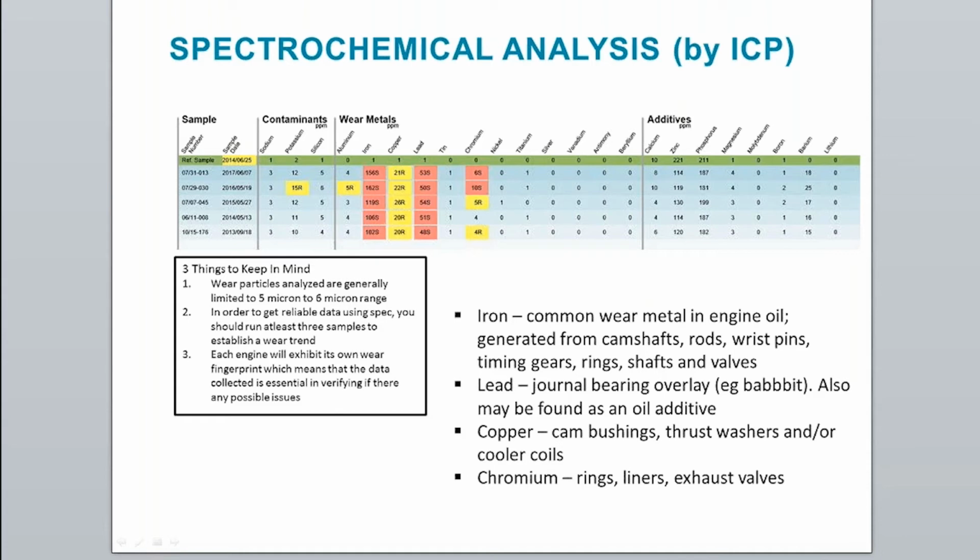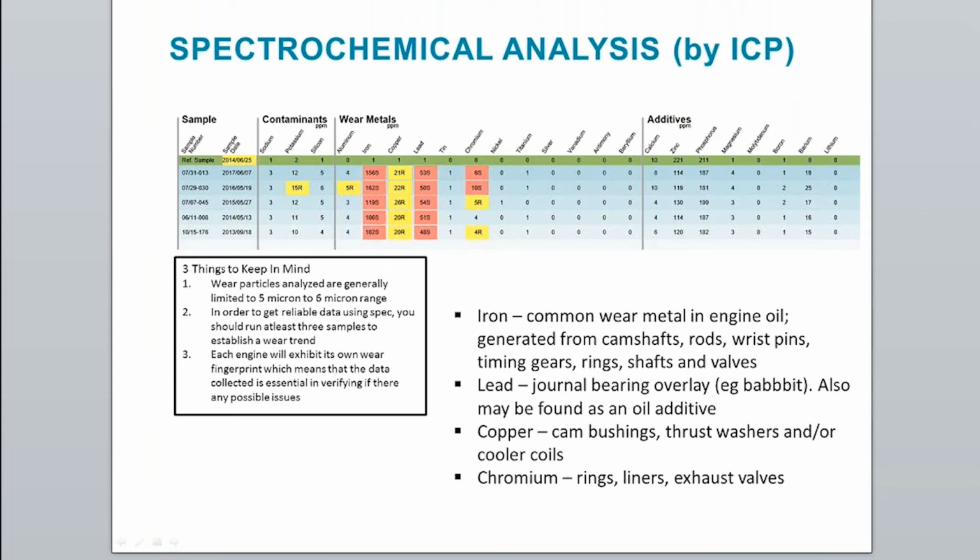In order to get reliable data using spectrochemical analysis, you should run at least 3 samples to establish a wear trend. Each engine will exhibit its own wear fingerprint, which means that the data collected is essential in verifying if there are any possible issues. Once again, make sure to get at least 3 data points. At Fluid Life, we test for 23 elements using the ICP. And let's take a look at some examples of common wear metal issues.